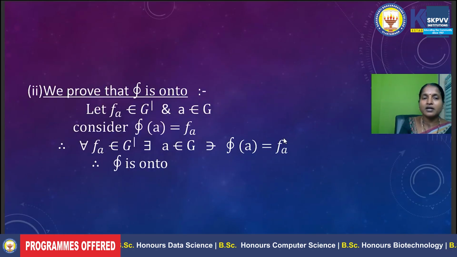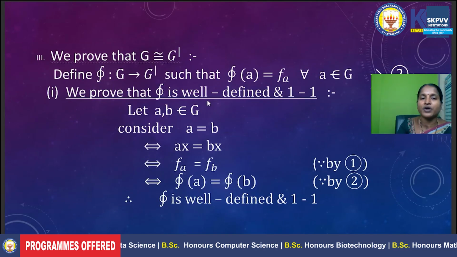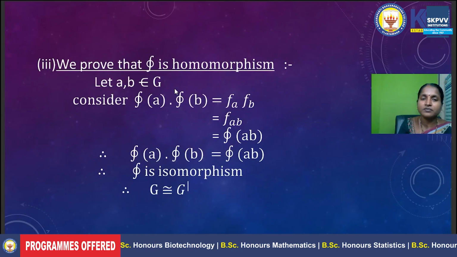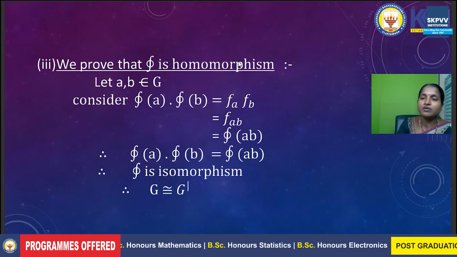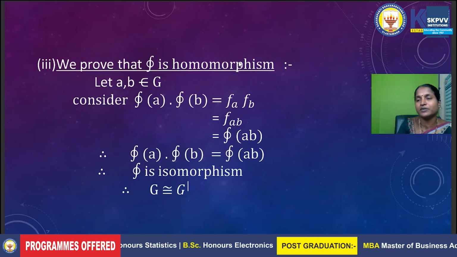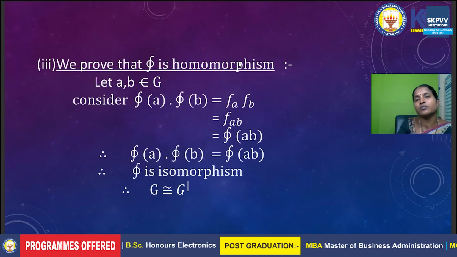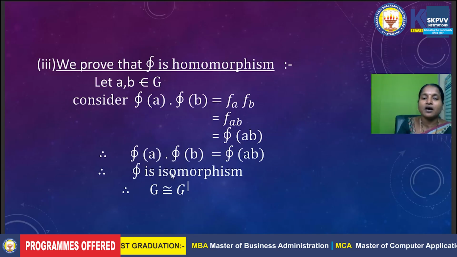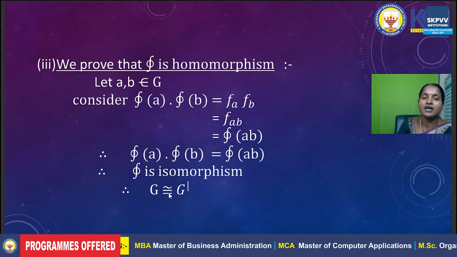In case 1 you can prove that phi is well defined and 1-1. In the next case we proved that phi is onto. Next we proved that phi is a homomorphism. So phi is well defined, 1-1, onto and a homomorphism. In these three cases, obviously you can say that phi is an isomorphism. Obviously you can say that G is isomorphic to G dash. Okay, this is the Cayley's theorem proof.